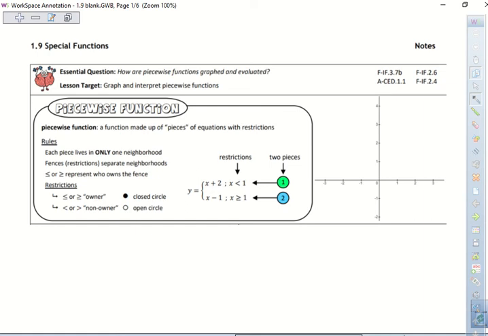All right, everyone. So today we're going to be talking about special functions, and our essential question is going to be how are piecewise functions graphed? And our target will be to graph and interpret piecewise functions.